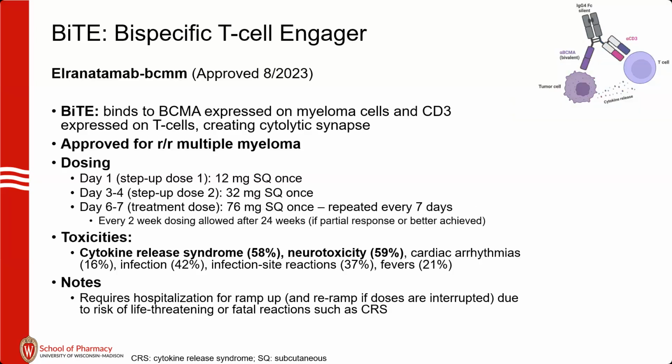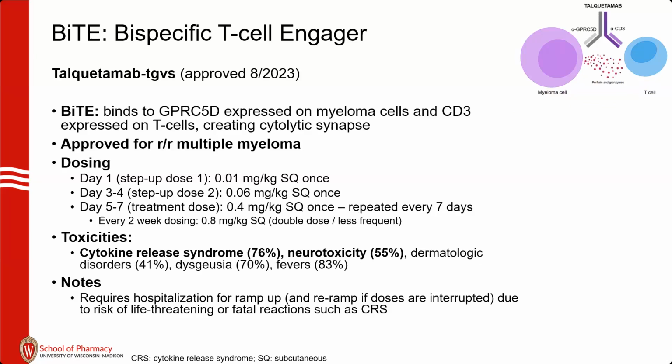The Me Too for teclistamab by Pfizer is elranatamab. I believe we do have this on formulary. I believe our utilization is much less here. Has the same requirement for hospitalization for ramping and re-ramping. Generally the same vibe with regard to dosing here on the slide as to what that looks like in practice. And also has a dosing schema where you can get it every 14 days instead of every 7 days if you receive at least a partial response after 24 weeks of therapy. So it does have that built-in de-escalation of dosing for those who have a response.